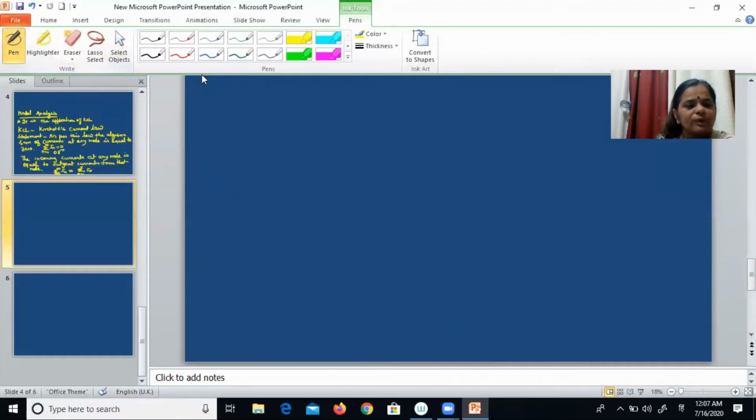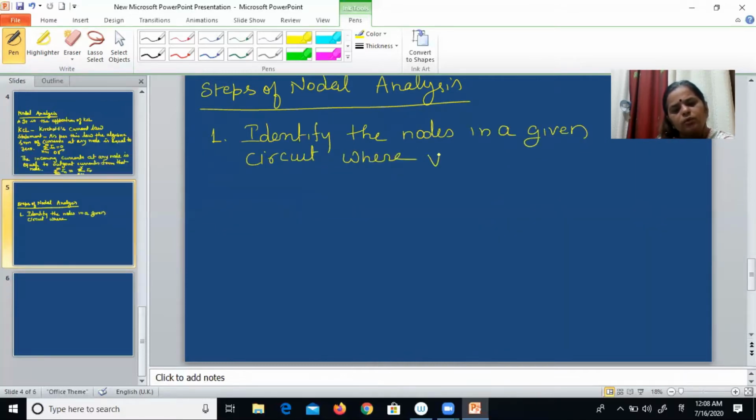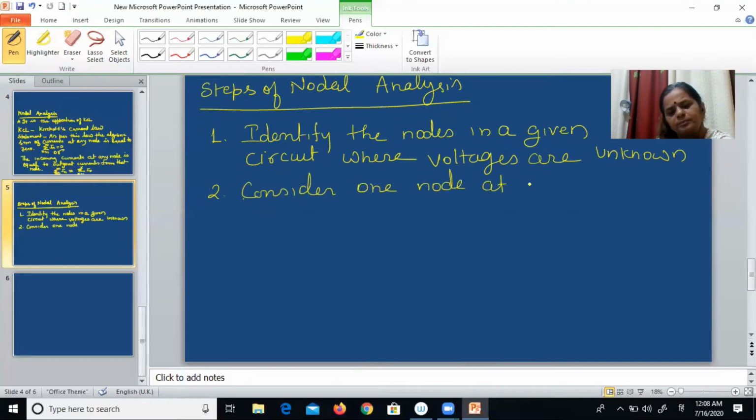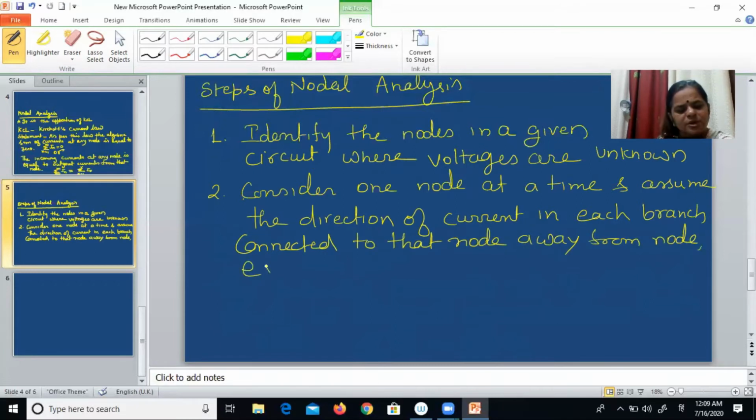Now let me brief the steps of nodal analysis. What are the steps of solving a numerical for nodal analysis? Number 1, identify the nodes in a given circuit where voltages are unknown. Then second, consider one node at a time and assume the direction of current in each branch connected to that node as away from the node, except the branch which has a current source.